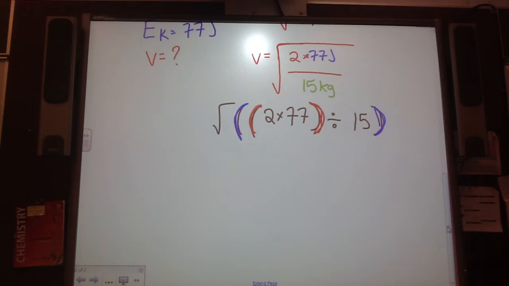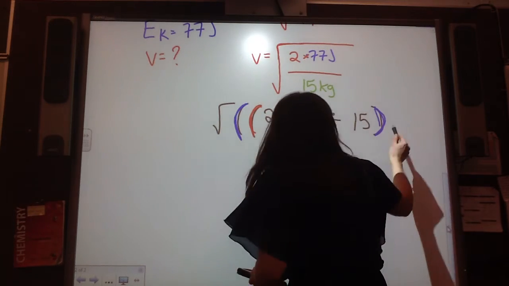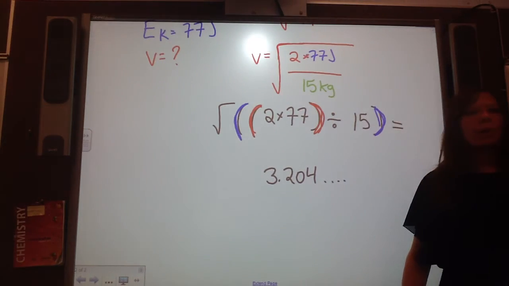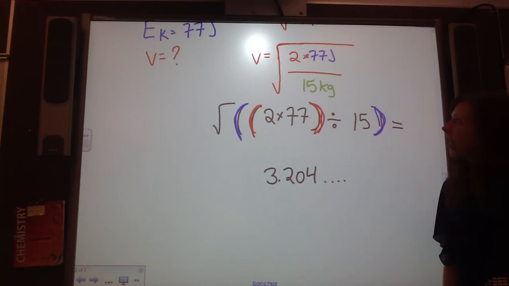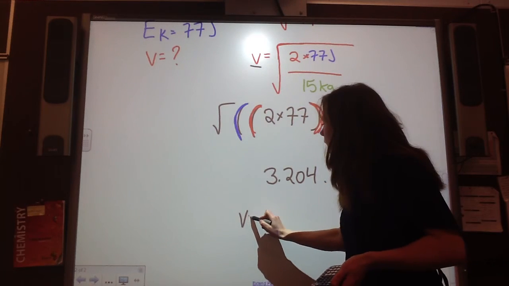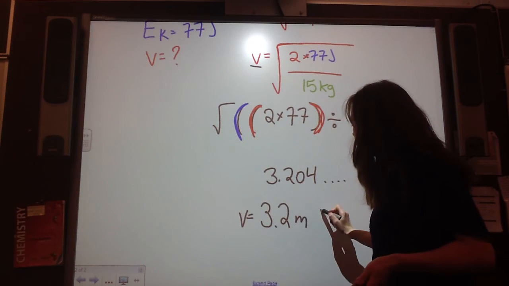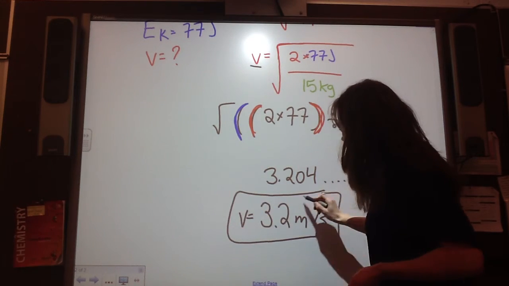Oops, I hit a wrong button. Okay. Good. Okay, so we get like 3.2, and other digits. Okay, so our calculator says 3.204. Okay, so what does that number mean? Meters per second. I'm talking about speed. Very good. How many sig digs? 2. So 3.2 meters per second is our final answer. Very good job.